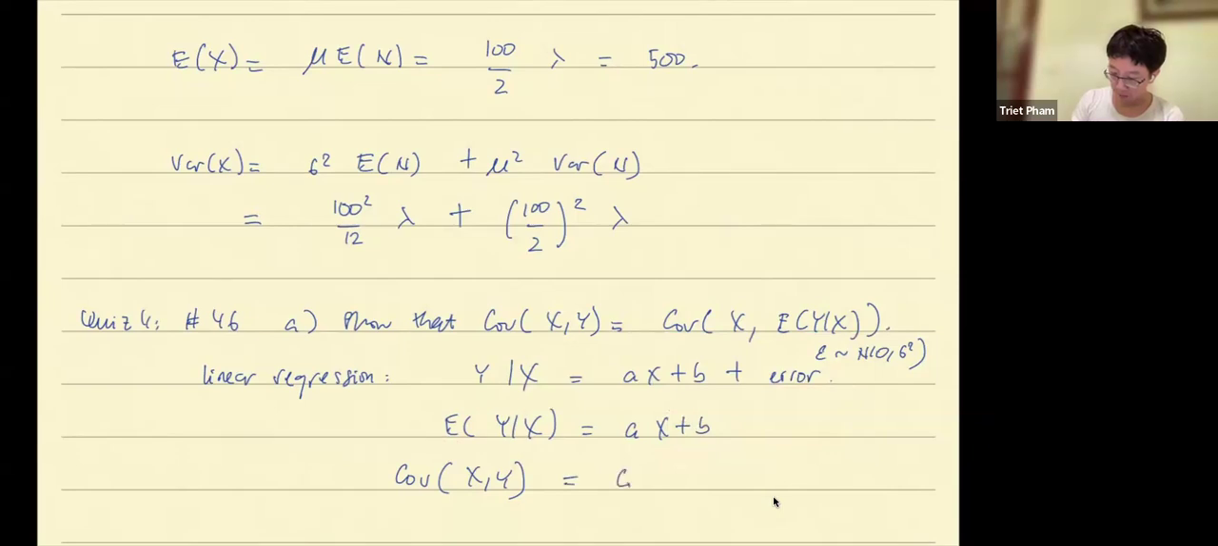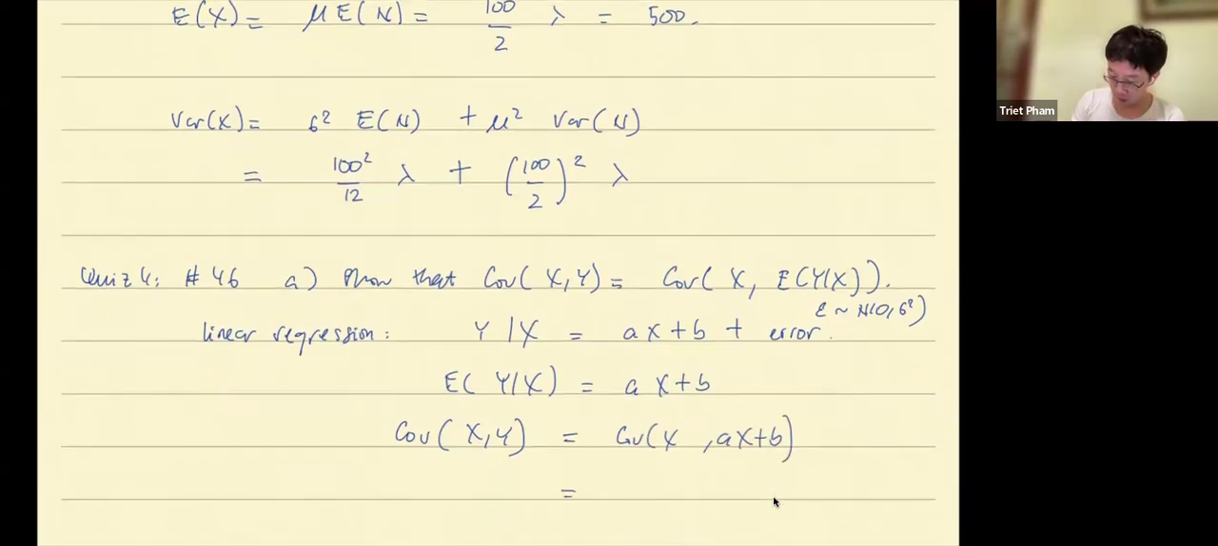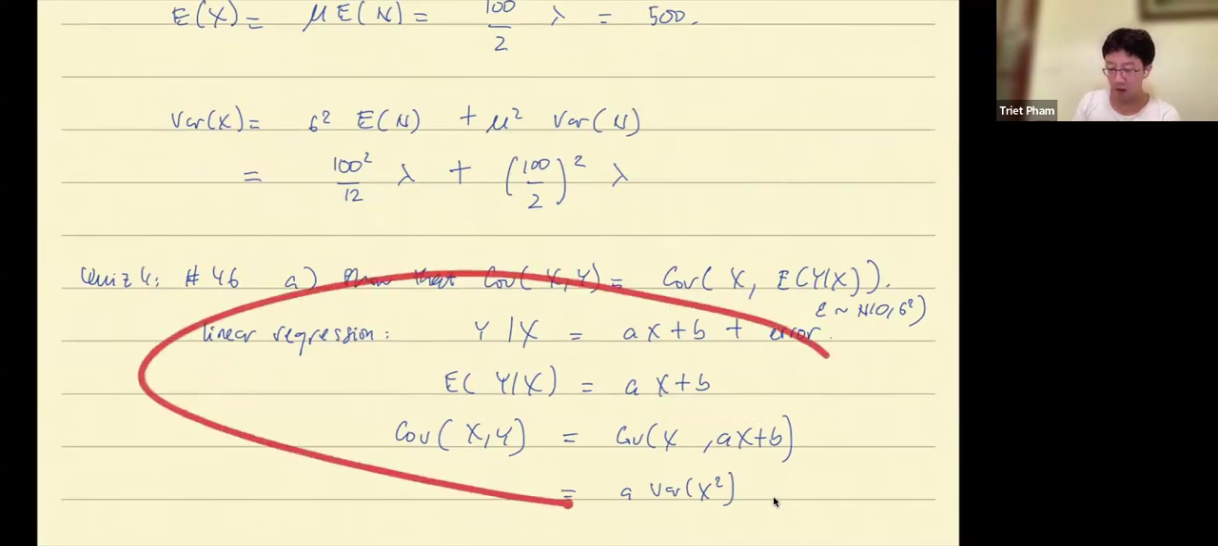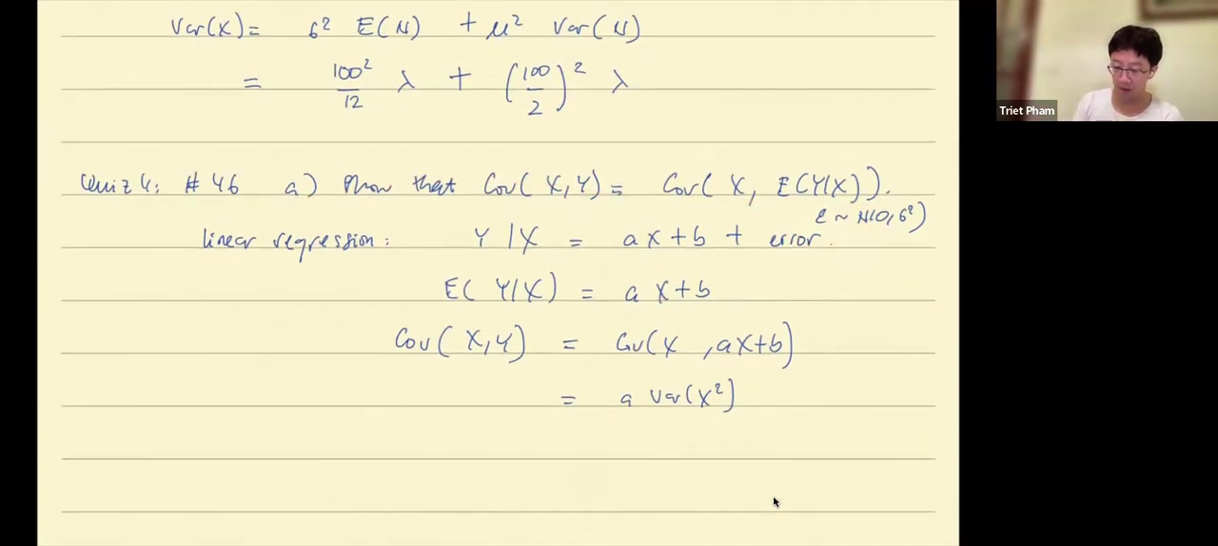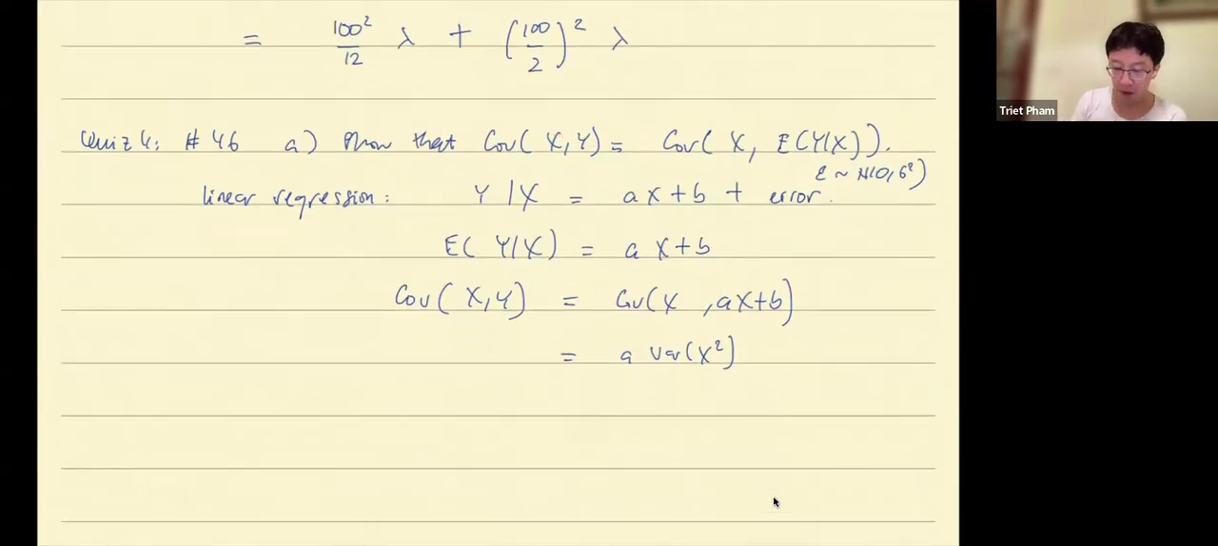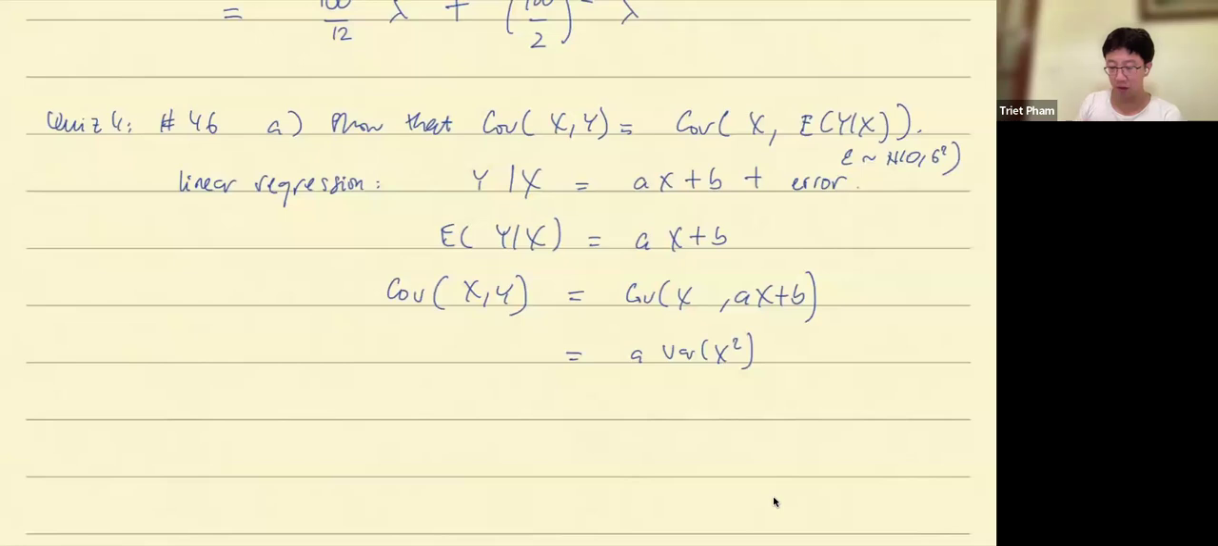you have this, which will just give you the variance of X times a, because the covariance of X and b will be zero. So that's just one particular example where this formula might be useful. I'm just trying to show you that this is not just an empty, theoretical consideration.